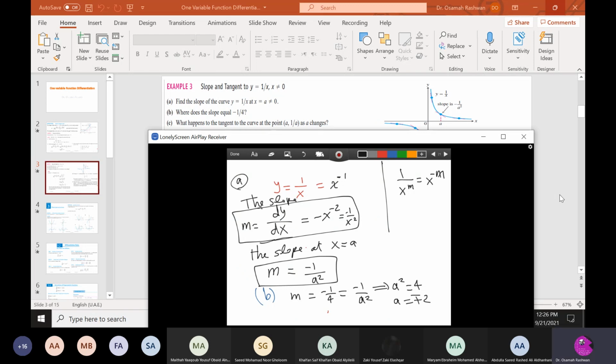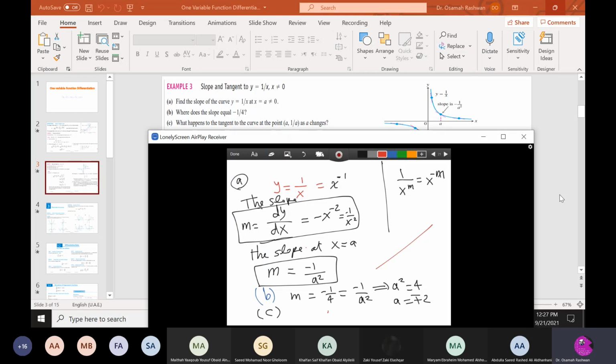I solve section B. What happens to tangent to the curve at the point A and 1 over A? Okay. The tangent at A and 1 over A, at A, the slope is equal to what? A is not 0, right? -1. He's asking you about what happened for the tangent. The tangent is a line, right? Okay.